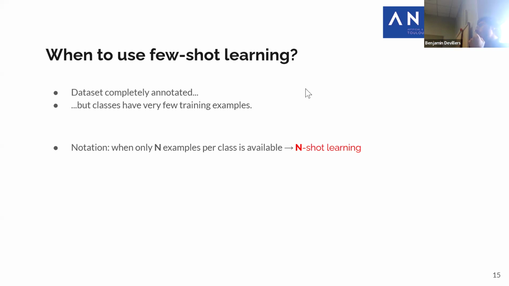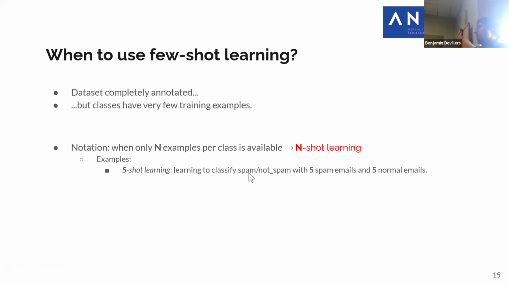And in particular, we use a notation n-shot learning to say that each class has exactly n training examples. So 5-shot learning means, I'm giving an example here. If you want to classify, I'm moving away a bit from images, but here text is the same. So if you have emails and you want to classify if it's spam or not spam, if you do 5-shot learning on this, that means you have 5 examples of spam emails, 5 examples of normal emails, and you will try to learn your model from that.